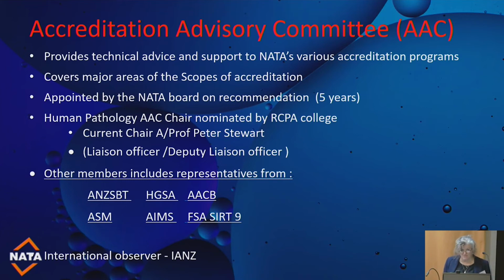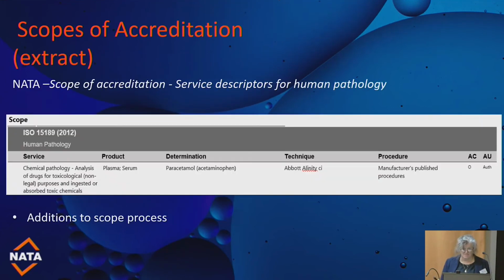So NATA underwent a digital transformation. Our scopes are now itemised. A lot of work, blood, sweat and tears has gone into them. On the website, we only go down to the determination section. So people can't actually see your scopes beyond the determination yet. They can't see what technique or procedure you use, but we can.